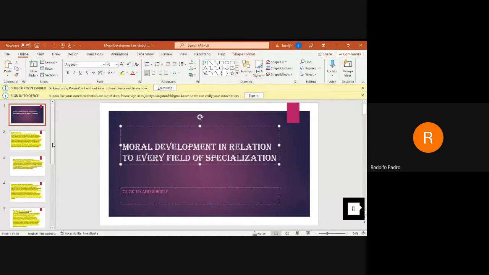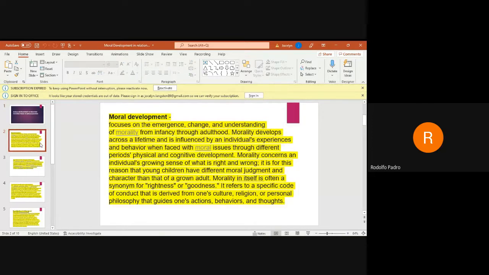Moral development in relation to every field of specialization. Now, moral development focuses on the emergence, change and understanding of morality from infancy to adulthood. So morality develops across a lifetime and is influenced by an individual's experiences and behavior when faced with moral issues through different periods, physical and cognitive development. Morality concerns an individual's growing sense of what is right and what is wrong. It is for this reason that young children have different moral judgment and character than that of a grown adult.